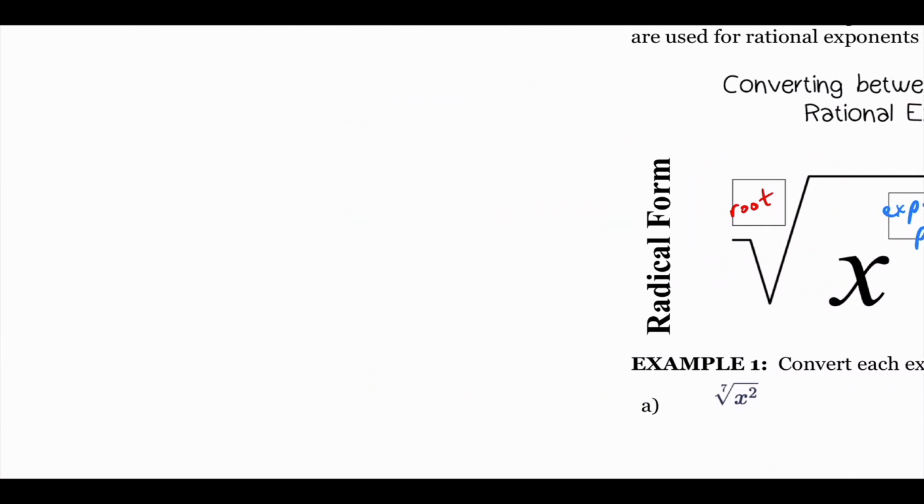So for example, let me give you an example here. If I say x to the 1/2 power, that's a big power that you're going to see a lot. 1/2. The top is the power, right? So that means I have x to the first power. The bottom is the root. Do we have to write the first power? If something is to the first power, do we have to write that? No. You can if you want. It's not wrong, but you don't have to.